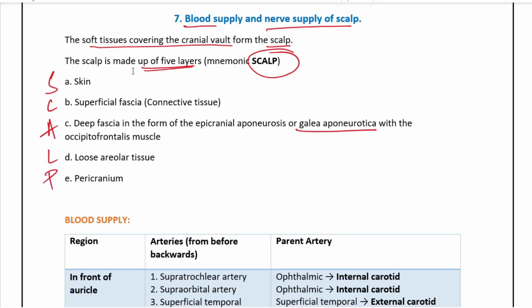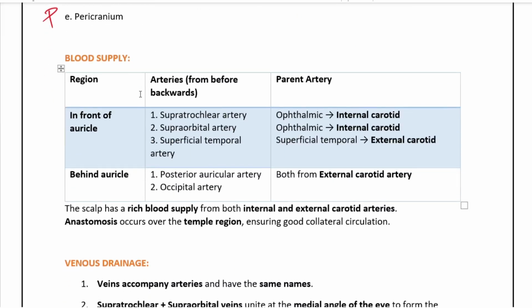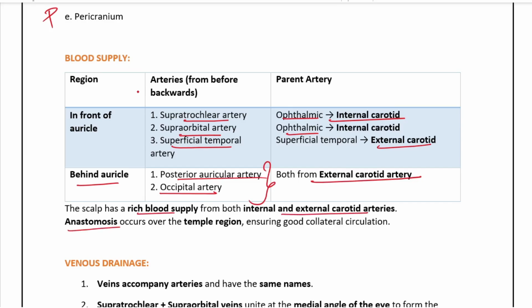Okay, now we look into the blood supply of the scalp, which is divided into in front of the auricle and behind the auricle. In front, we have the supratrochlear and supraorbital artery, which are branches of the ophthalmic artery, which in turn is a branch of the internal carotid artery. The superficial temporal is a branch of the external carotid artery. Behind the auricle, we have the posterior auricular artery and occipital artery, which are both branches of the external carotid artery. The scalp has a rich blood supply from both the internal and external carotid arteries. They anastomose over the temporal region, ensuring good collateral circulation.